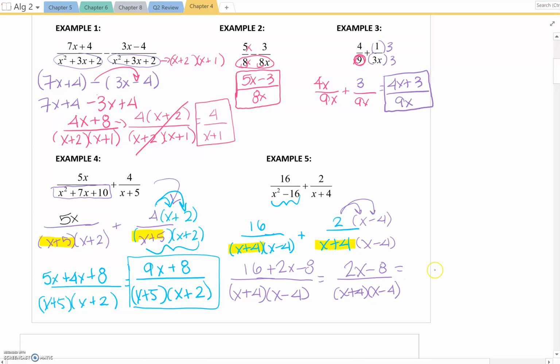This one you can factor. You can factor out a 2. So 2 times x minus 4, over x plus 4, x minus 4. Here are like terms. These simplify down to 1. So you're left with 2 over x plus 4.